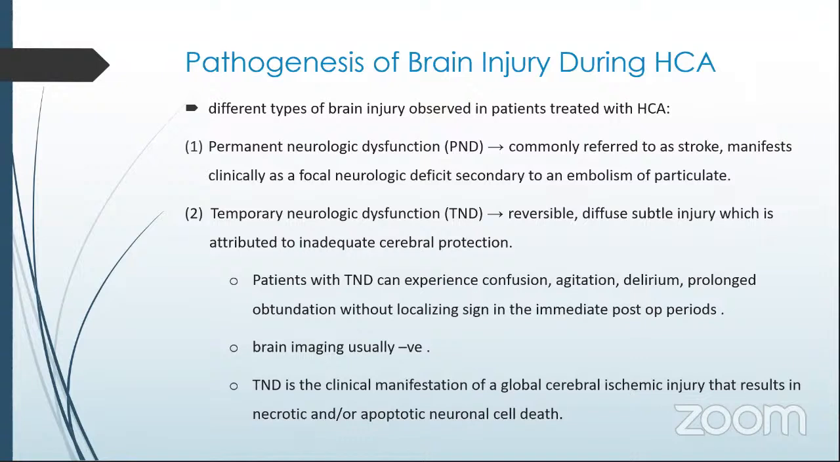So what are the pathogeneses of brain injury that we want to avoid in hypothermic circulatory arrest? We have two types of brain injury during circulatory arrest: permanent and reversible or temporary. The permanent one, which is commonly referred to as stroke, manifests as focal neurological deficit, usually secondary to embolism of particulate matter. The second type is temporary, reversible and diffuse, usually due to inadequate cerebral protection. The temporary type usually manifests as confusion, agitation, and delirium, and brain imaging is usually negative. It results as a manifestation of global cerebral ischemia that results in necrotic or apoptotic neuronal cell death.